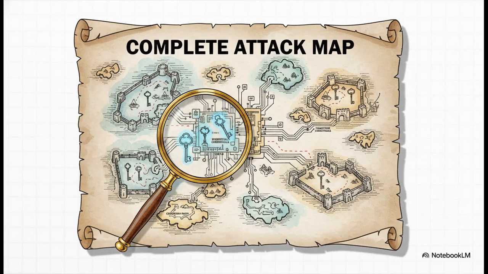I want to spend a second on Rec R002 because extracting the system prompt targets one of the highest value objectives in Gen AI pen testing. It provides a complete attack map. These underlying instructions contain all the business logic, the safety boundaries, and the persona definitions.